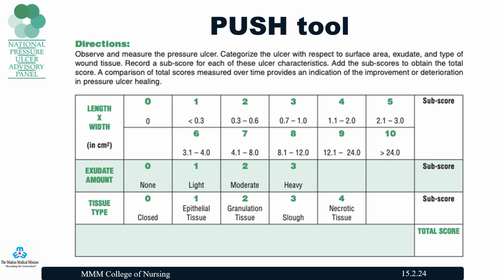Now coming to the exudate amount. How much exudate is coming out of the wound? If there is no exudate, we give a score of 0. If light, 1; if moderate, 2; and if heavy, a score of 3. Then coming to the tissue type, what type of tissue is present? If the tissue is closed, then 0. If epithelial tissue is found, 1. Granulation tissue present over the wound bed, 2. If slough is present, a score of 3. And if necrotic tissue is present, a score of 4. All these scores are given in each of these areas, that is length into width, exudate amount and tissue type, and the overall total score will be calculated.